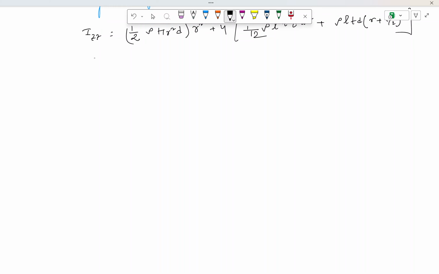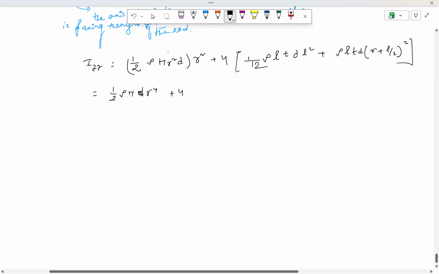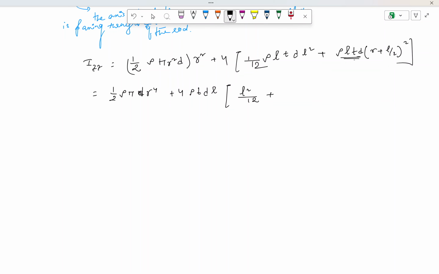So this is equal to half rho pi d r to the power of 4, plus 4 rho td, l common. This is l squared by 12 plus this thing goes in common. So this is r plus l by 2 whole squared, which is r squared plus l squared by 4 plus 2rl by 2, or simply rl.